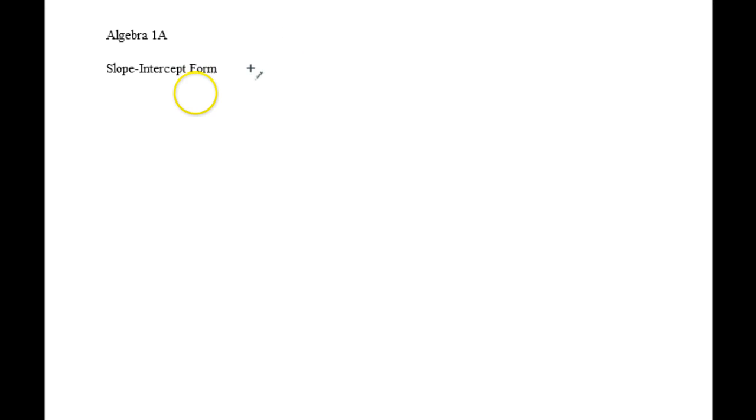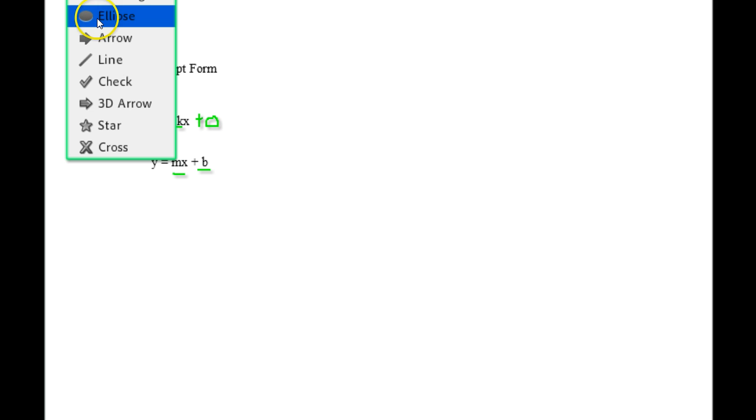Alright, to build off of what we just learned with direct variation, we're going to talk about slope-intercept form. So instead of y equals kx, we're going to be talking about slope-intercept form, which is y equals mx plus b. So m is going to take the place of k, and instead of having, technically, a plus 0 at the end here, we will actually have a y-intercept.